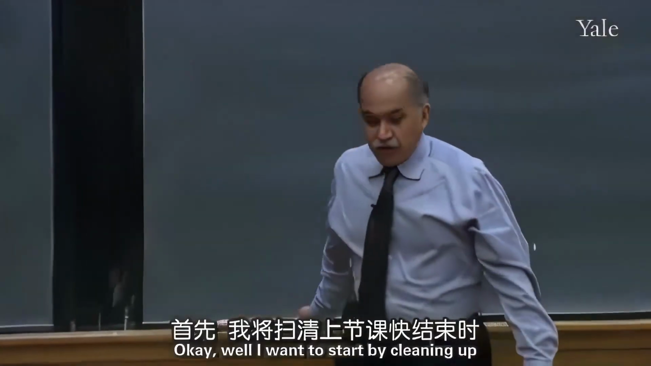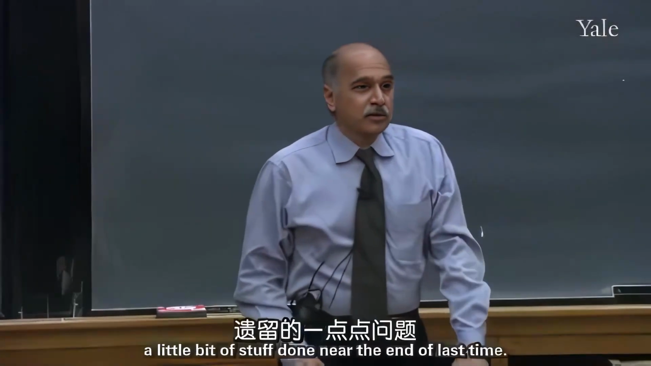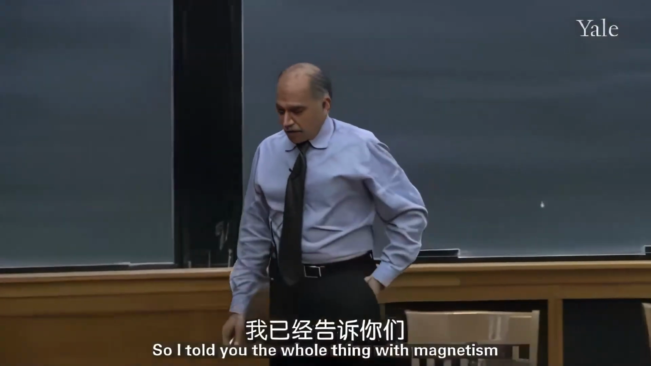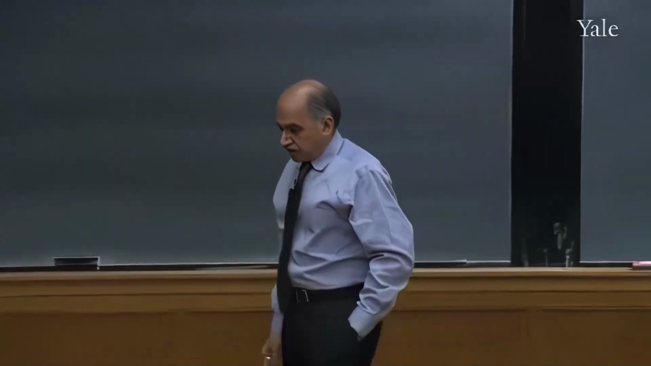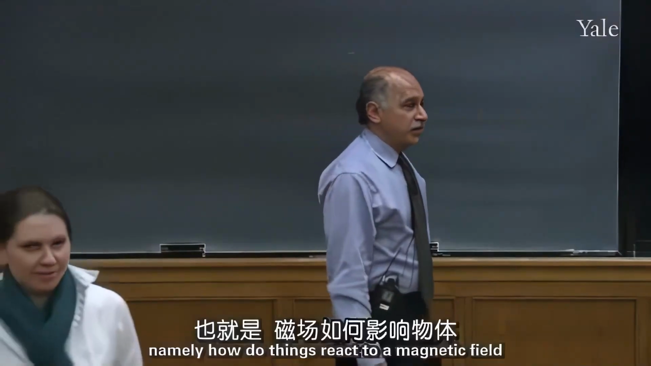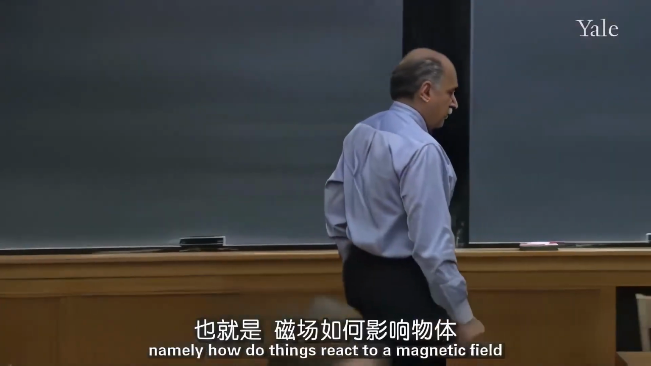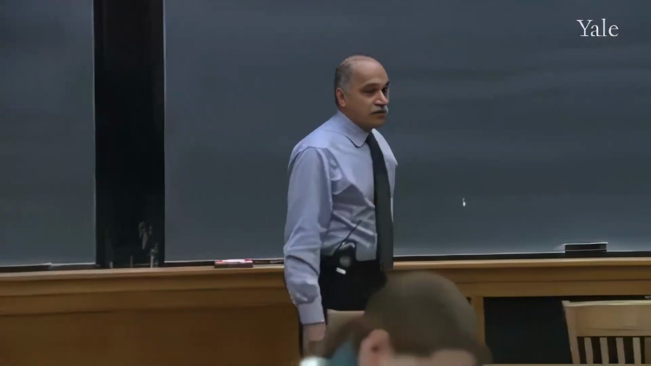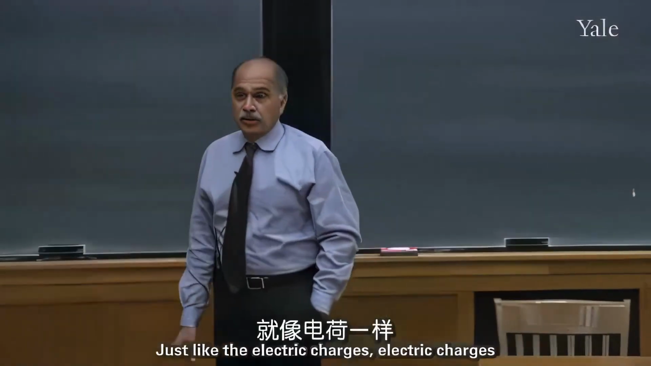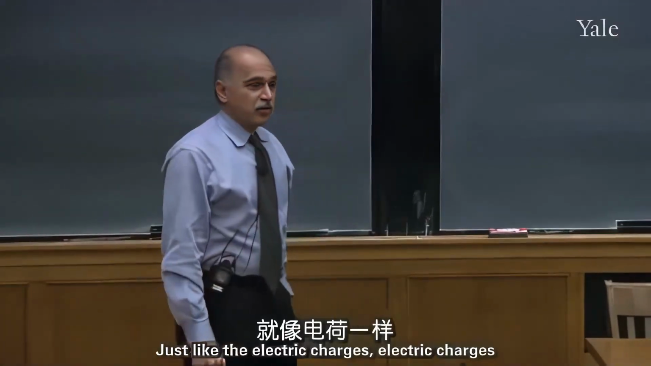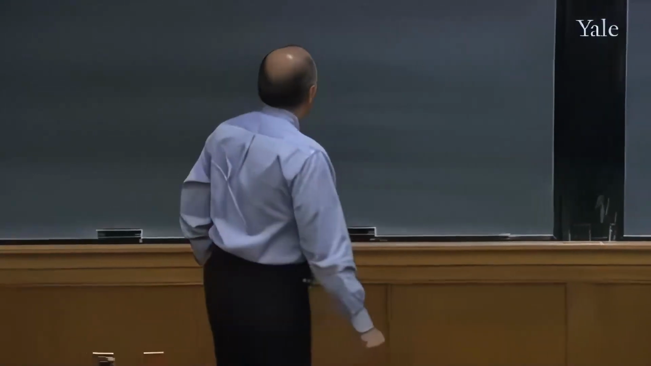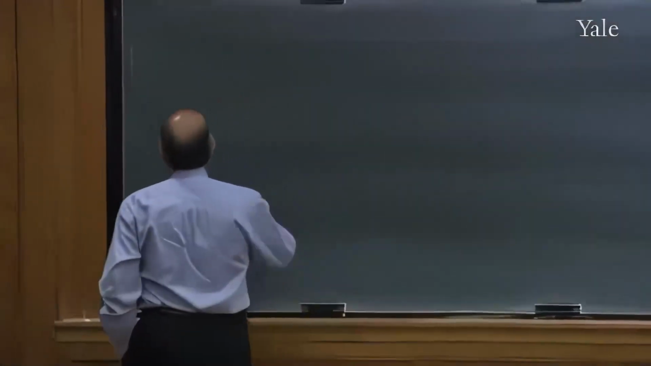Well, I want to start by cleaning up a little bit of stuff done near the end of last time. So I told you the whole thing with magnetism is going to contain two parts, just like with electricity. Namely, how do things react to a magnetic field, and how do things produce a magnetic field? Just like the electric charges. Electric charges produce electric fields, and electric charges react to electric fields. So the first part is very easy for magnetism.